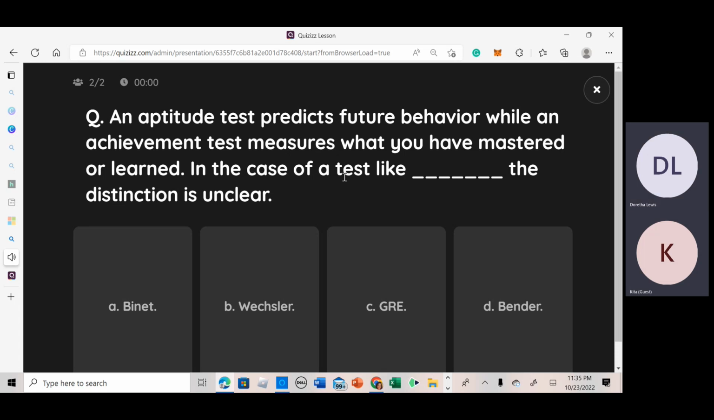An aptitude test predicts future behavior, while an achievement test measures what you have mastered or learned. In the case of a test like the GRE, the distinction is unclear.